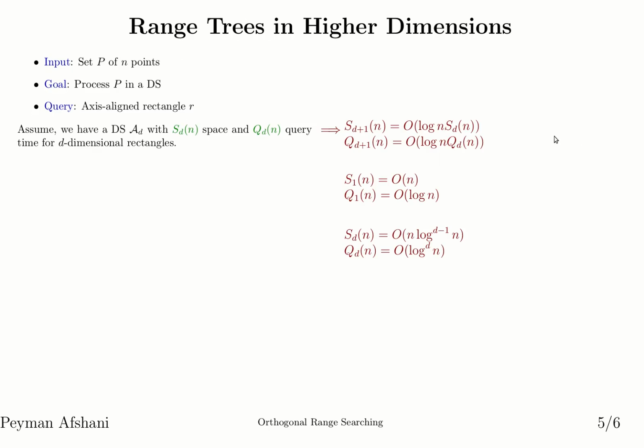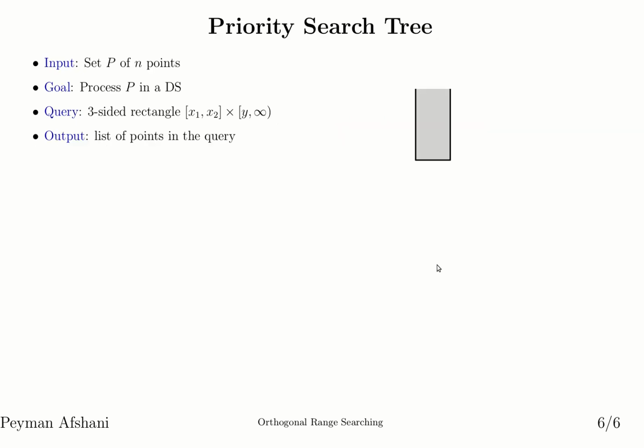So in this video, we'll look at the special case of two-dimensional range reporting. We saw in the previous video that using range trees, we can answer two-dimensional range reporting queries in n log n space and log squared n plus k query time. It turns out for a special case of two-dimensional queries, we can do much better.